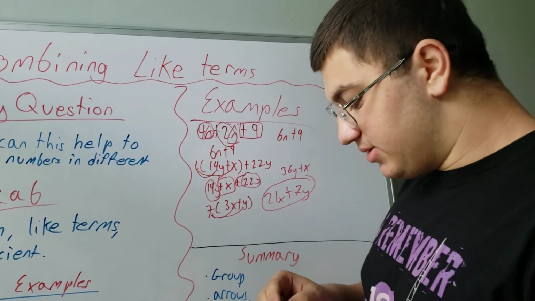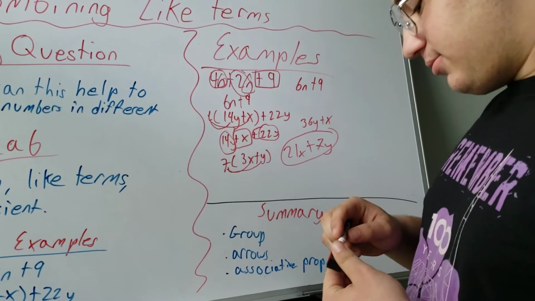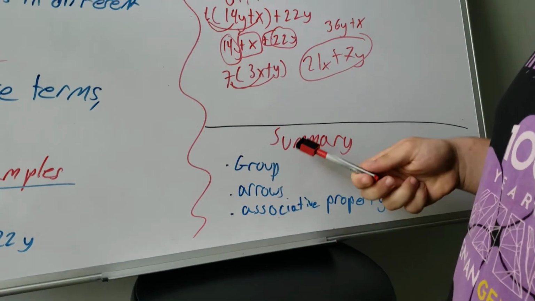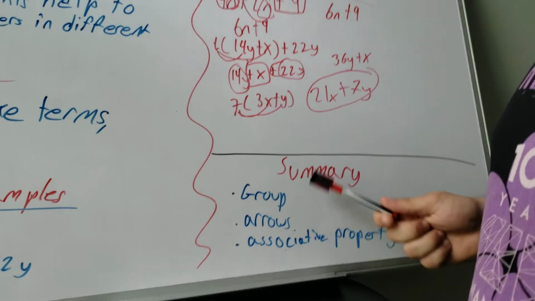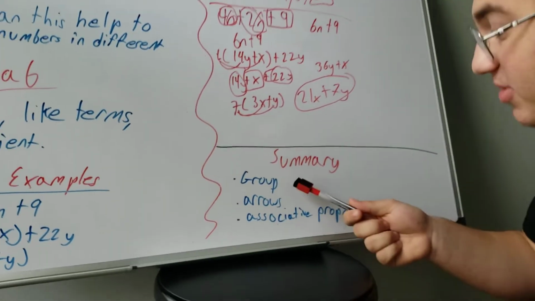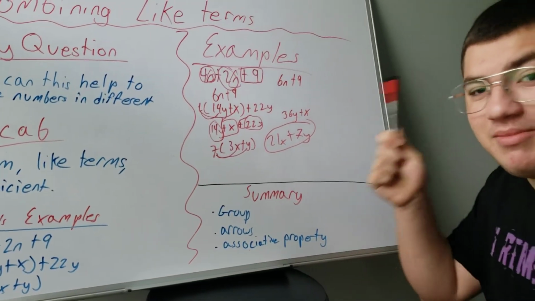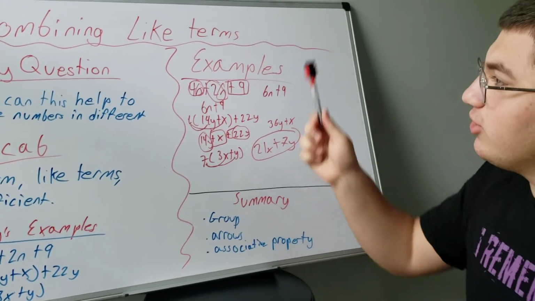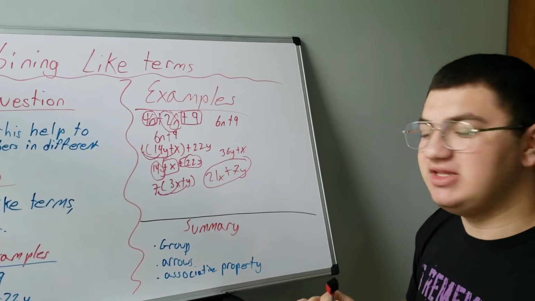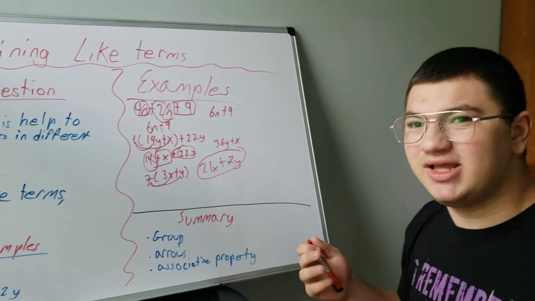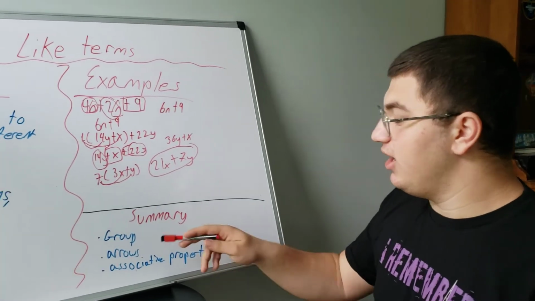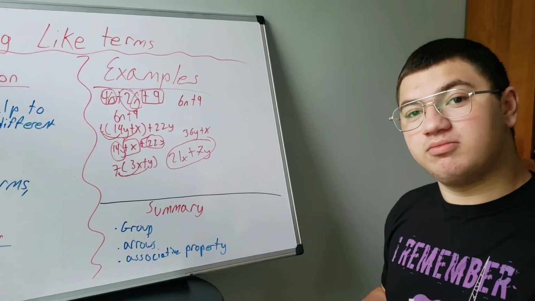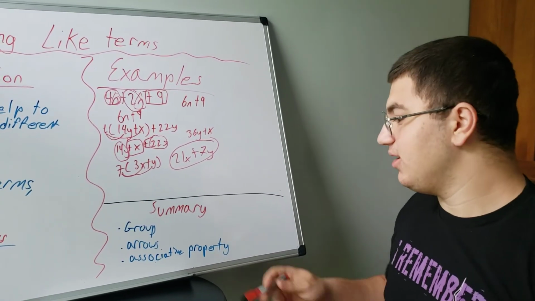Now let's move on to the summary. Remember to group. Grouping is very important because if you group, then you get your like terms. That needs to be in your heads. Grouping is very, very important in math. Arrows. More than likely, when you're combining like terms, you're going to have to be dealing with the distributive property. They're like cousins. They go hand in hand. And you're going to have to draw your arrows again, like I showed in my previous video. The link will probably be up top right there.